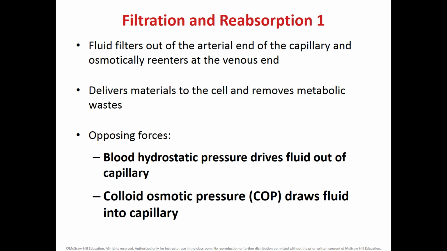So in this case, fluid filters out of the arterial end, and then it gets reabsorbed or re-enters through the venous end. This filtration and reabsorption allows the delivery of materials to the cells like oxygen, nutrients, hormones, and removes metabolic wastes like urea, like CO2, etc. This is another key point that it is important for you to understand and to make notes of. Within these capillaries we have two opposing forces that allow this filtration and reabsorption to happen.